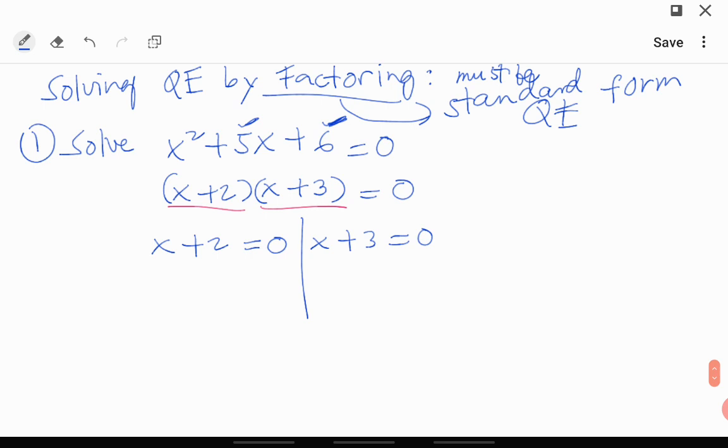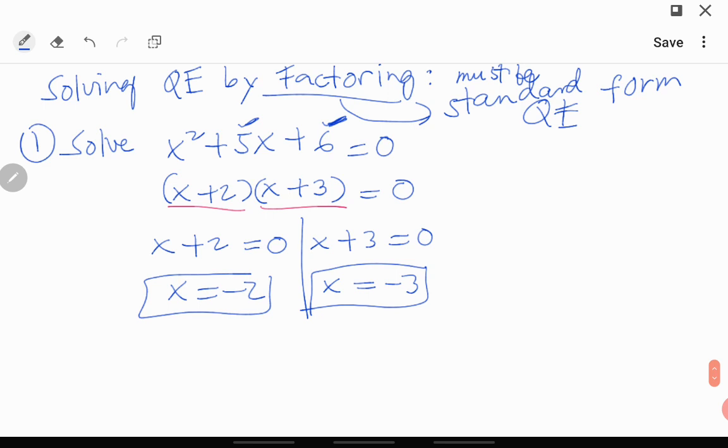Ano yung value ng x dyan? Ito ay isang linear equation. Ang value ng x dyan ay negative 2, dahil i-move yung 2 sa kabila, magiging negative 2. So second factor naman, x plus 3, ang value ng x ay negative 3. Okay? So yan yung sagot natin. Yan yung dalawang values ng x, negative 2 and negative 3.